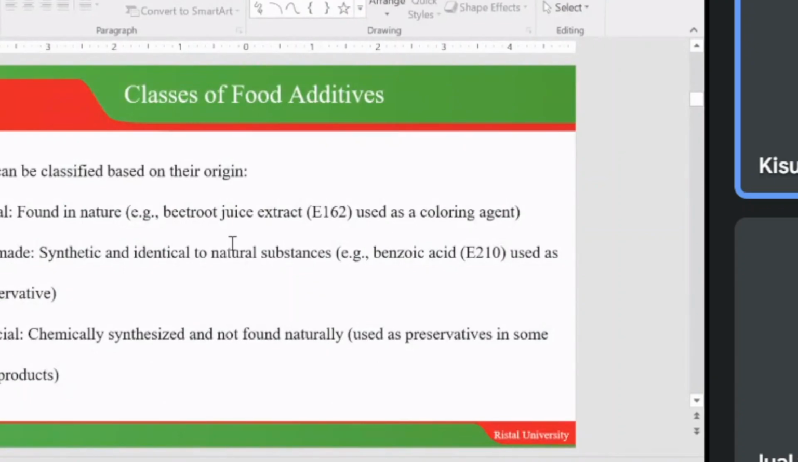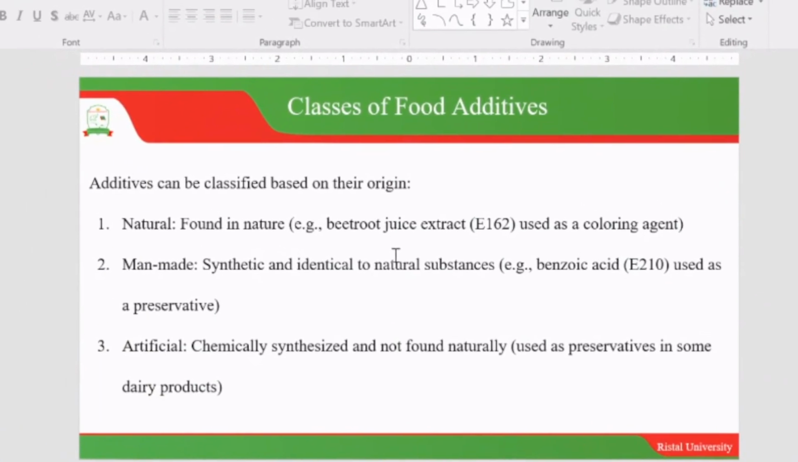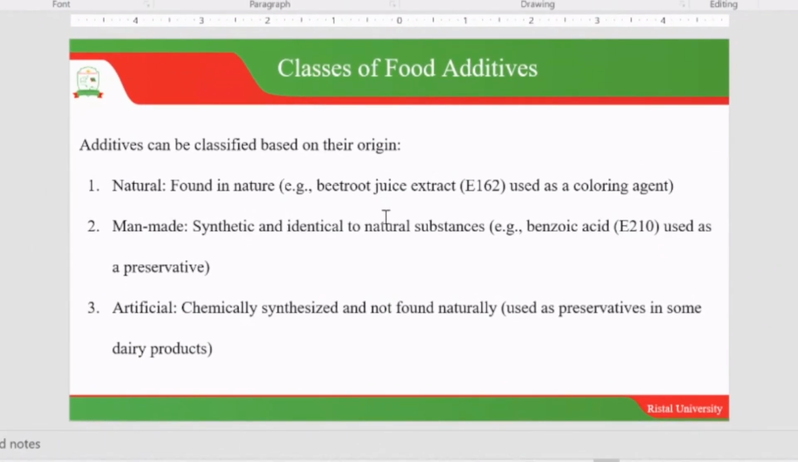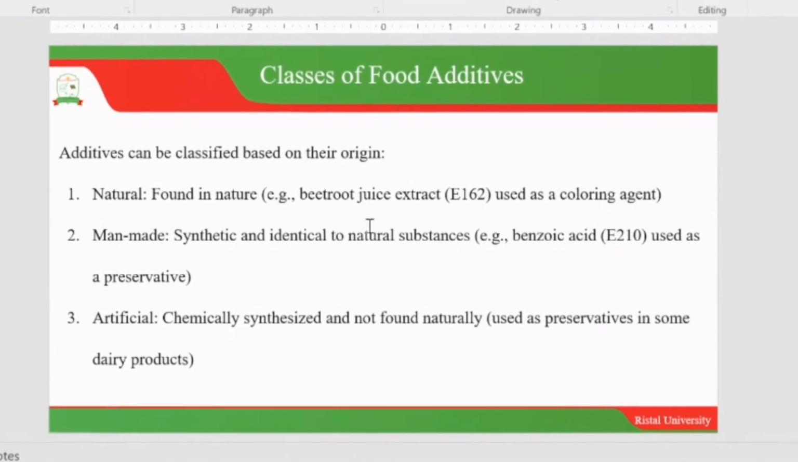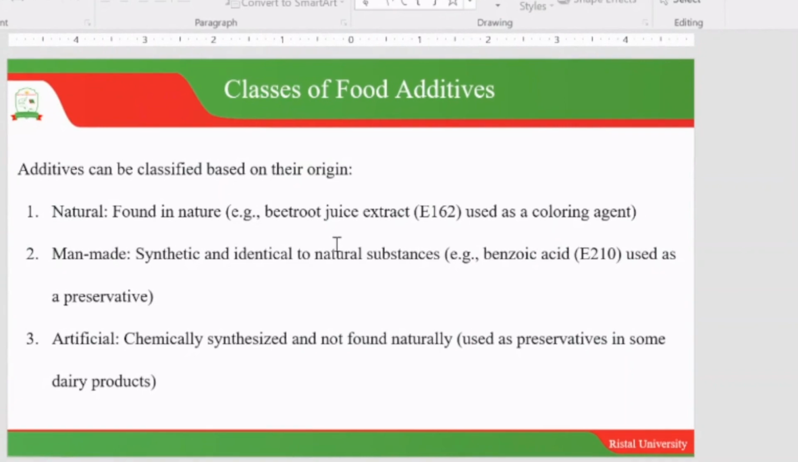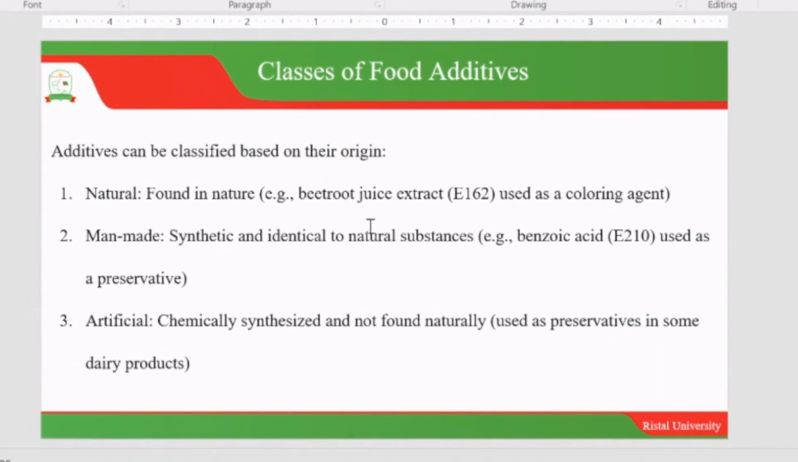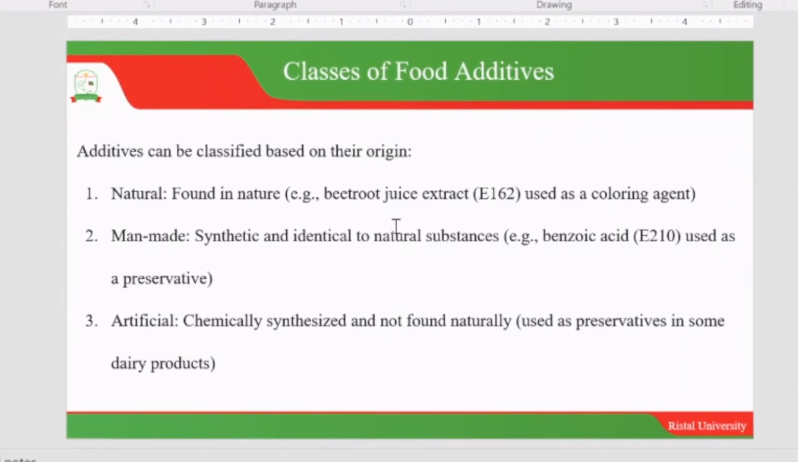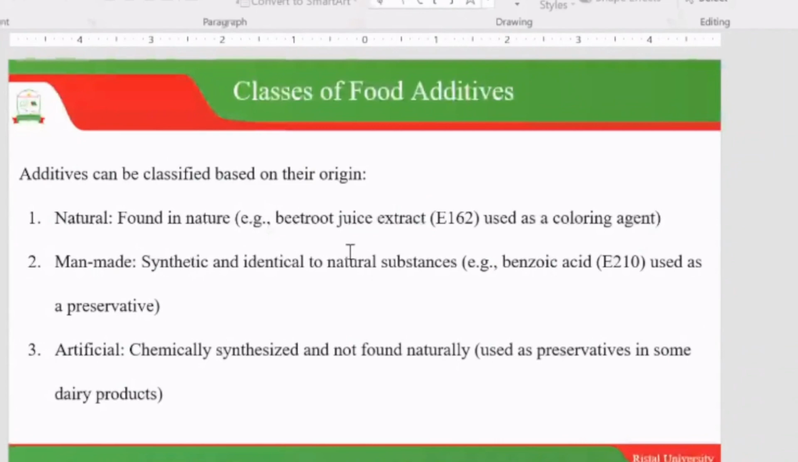When we're looking at the classification of these additives, we are saying this can be classified according to their origin. And we will understand that we have the natural, the man-made, and also the artificial, where the artificial is really in between man-made and artificial. So some people have valued it as closely linked or closely similar. But when we talk of the natural, we are saying these are found in nature.